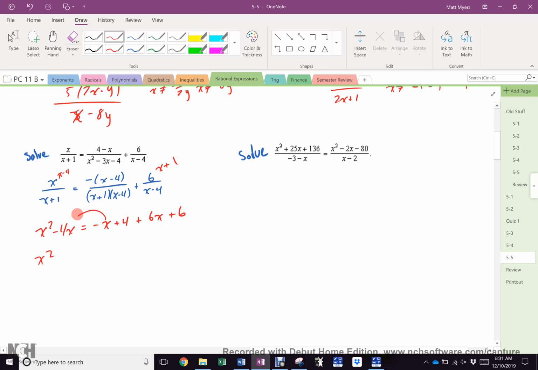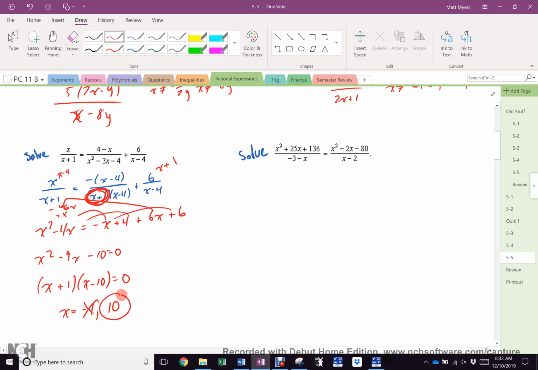X squared, bring that over, becomes positive x. Bring that over, becomes negative 6x. So that's negative 9x. And then bring both of these over, negative 10 equals 0. X plus 1, x minus 10 equals 0. So x equals negative 1 and positive 10. But x can't be negative 1. So the answer is 10. Now, if you did all that and forgot negative 1, I'd probably take away a mark. All right. Are you ready?